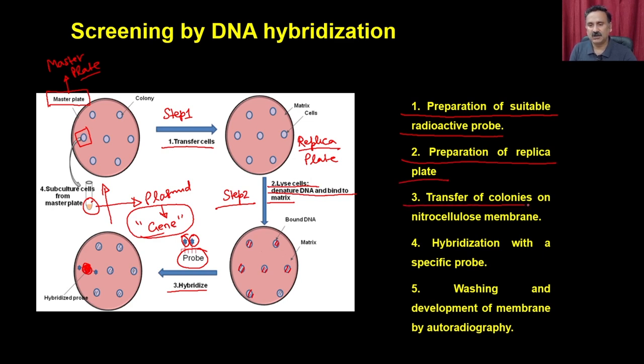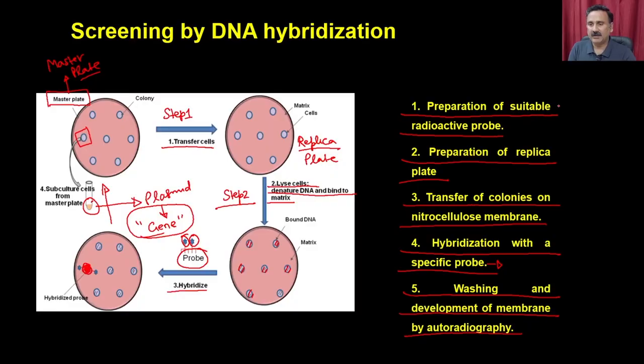Then you are going to transfer the colonies onto the nitrocellulose membrane. Then you hybridize that with a specific probe, which means the radioactive probe. And then you are going to wash and develop the membrane by autoradiography, and that is going to tell you which colony the probe is binding to, and that's how you can go back to the master plate and identify it.